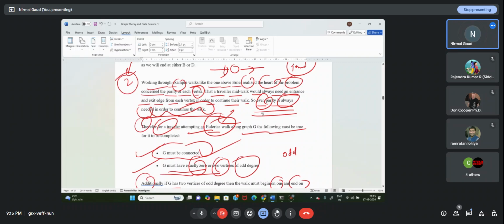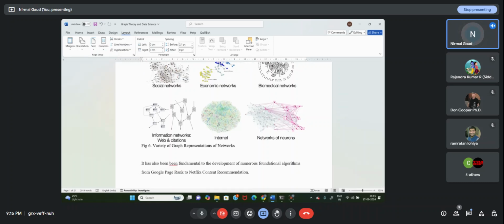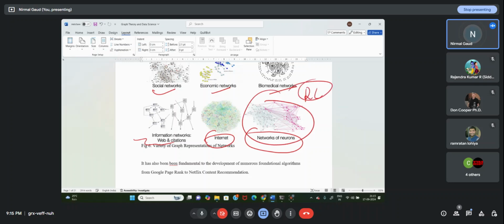Okay, fine. So these are the applications. The world of graph is growing so much. I already told you that you're using it in data science, in machine learning, just to analyze the data, representation, network information. You make the network, no? So in modern applications of data science, this is given very much importance. We are going to analyze social network, economic network, biomedical network, information web, internet, network of neurons. That's what I told, na? Deep learning, network of neurons. You make an architecture, neural network, where neurons are there.